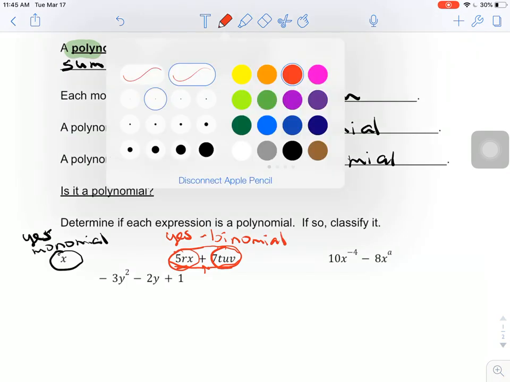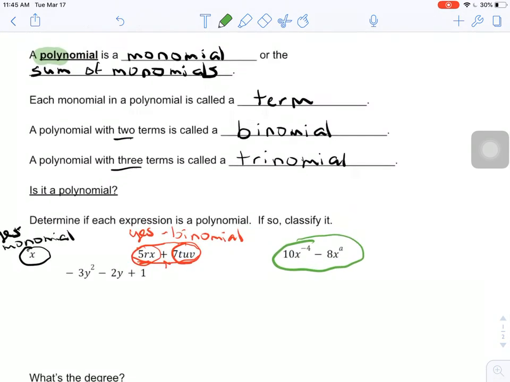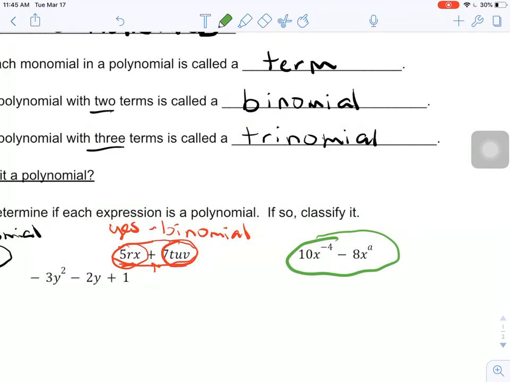Now, we're going to look at the next one. In order for this to be a polynomial, each of the pieces has to be a monomial. And you can look in here and you can see that we have some problems with this guy. We have a couple of problems. One problem is right here, we cannot have a variable exponent. That breaks the rules for a monomial when we talked about monomials. So that means that that is not a monomial.